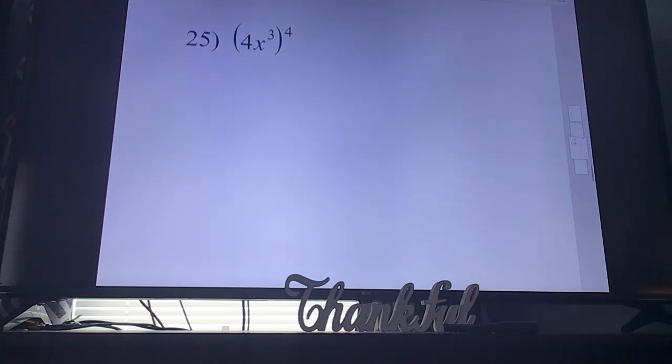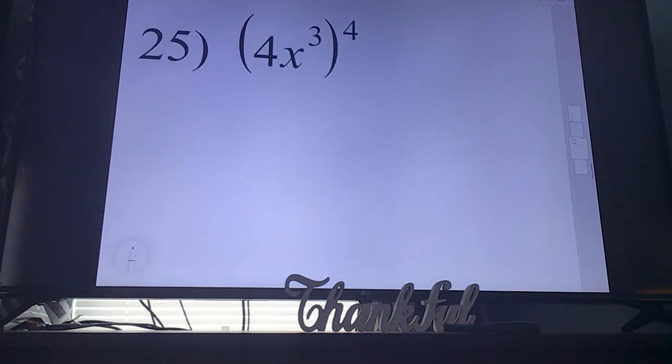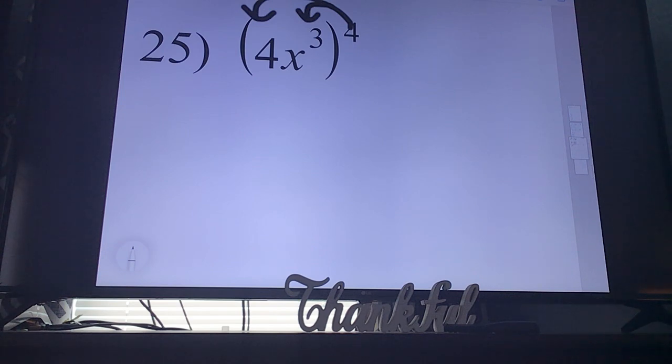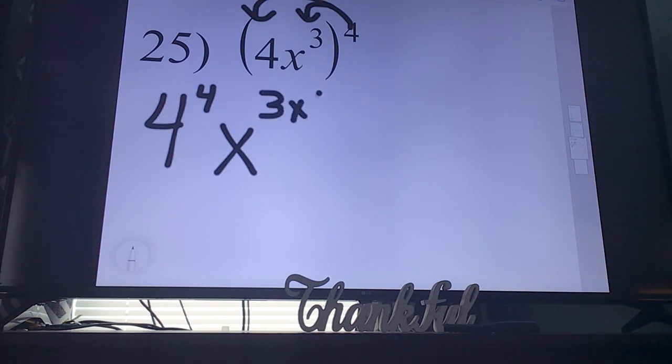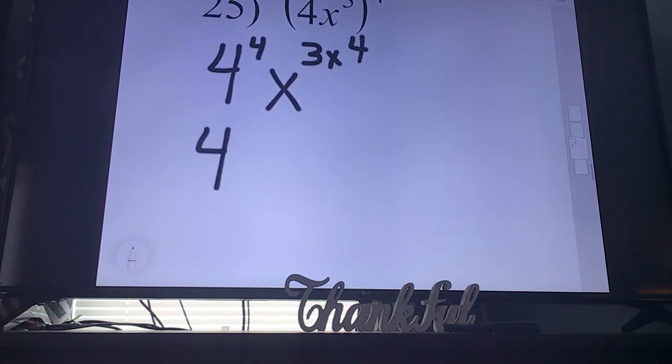Okay, this bottom section are probably the ones that you guys struggle with the most. This is division. Okay, so please pay attention. For these ones, we need to distribute this 4 to every number and every letter. So you're going to have 4 to the 4th, x to the 3, and we multiply the littles times 4. That's a 4, by the way. Doesn't look like it, but I'm doing my best. So 4 to the 4, x to the 3 times 4 is 12.